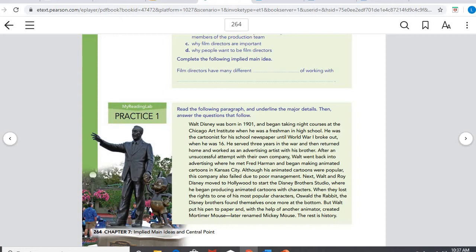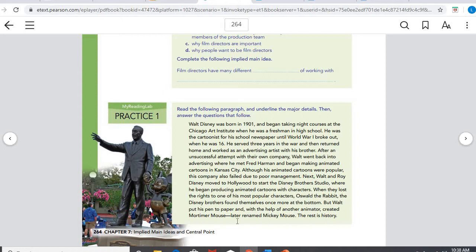Next, Walt and Roy Disney moved to Hollywood to start the Disney Brothers studio, where he began producing animated cartoons with characters. When they lost the rights to one of his most popular characters, Oswald the Rabbit, the Disney Brothers found themselves once more at the bottom. But Walt did put his pen to paper, and with the help of another animator, created Mortimer Mouse, later renamed Mickey Mouse. The rest is history.